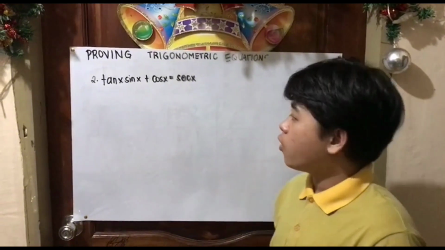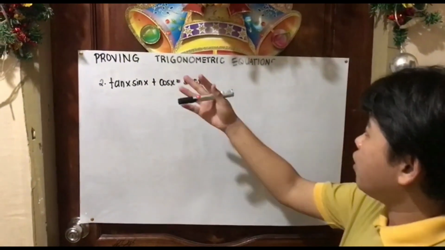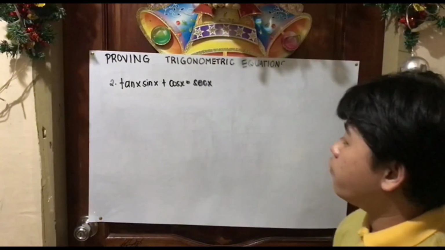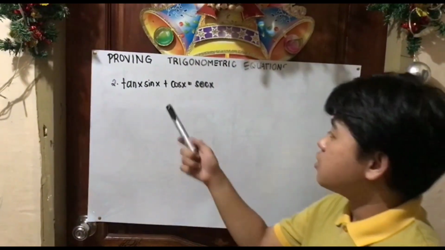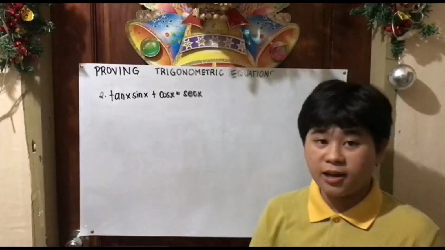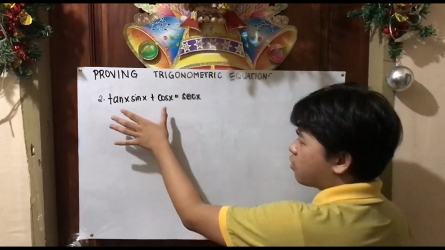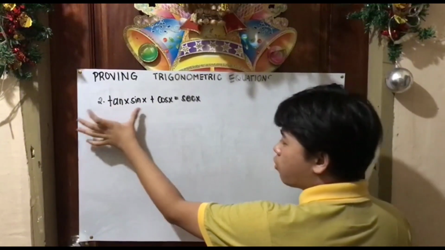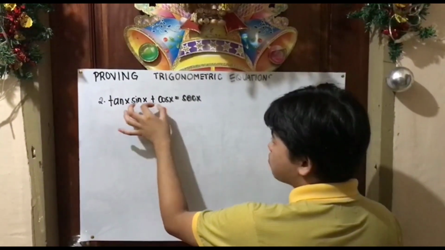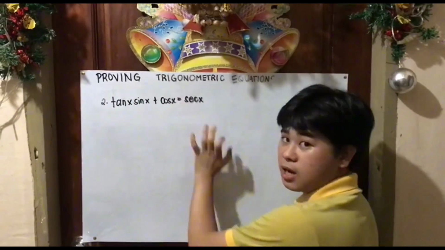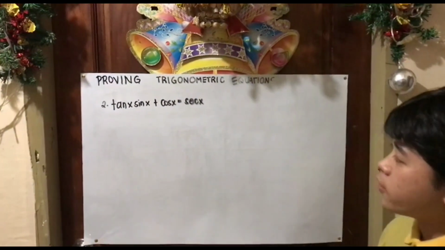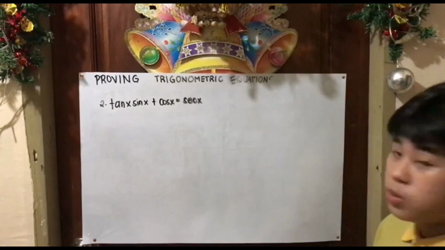We are now on our second example for proving trigonometric equations. So we have tan x times sine x plus cos x is equal to secant x. We need to prove that this part of our equation, tan x times sine x plus cos x, is equal to secant x. In order to do that, we need to use the techniques.